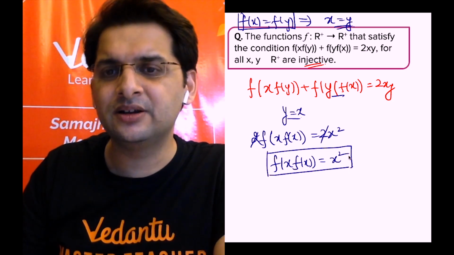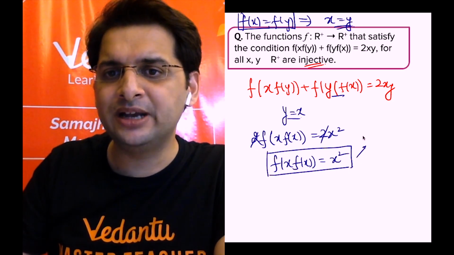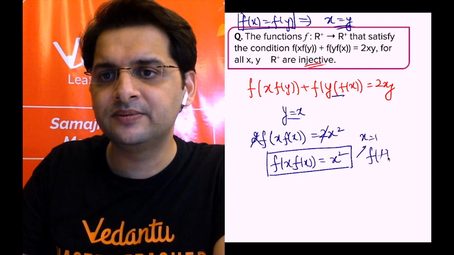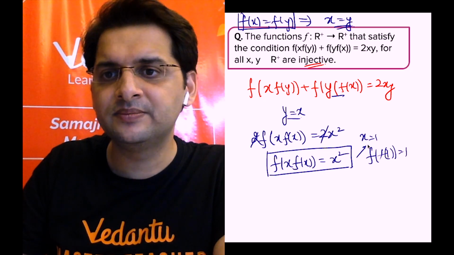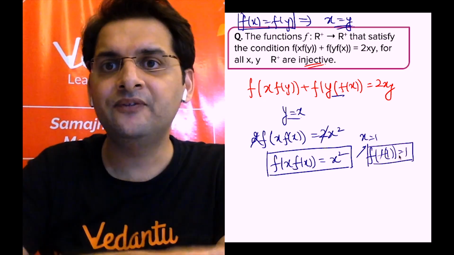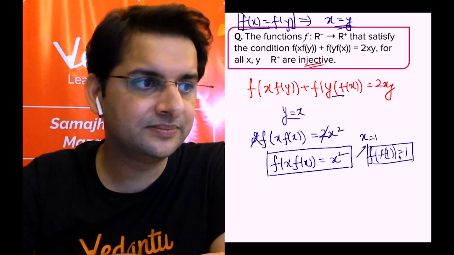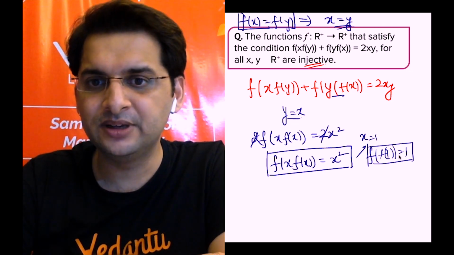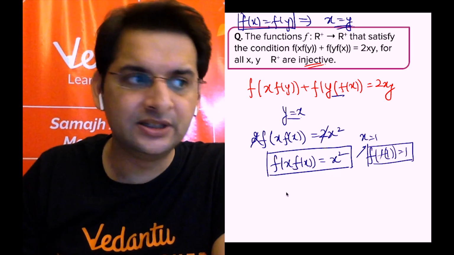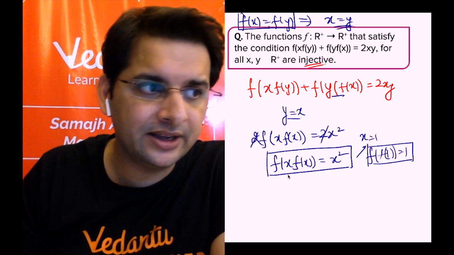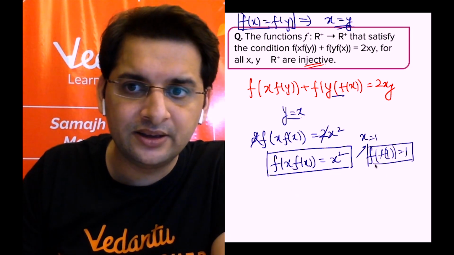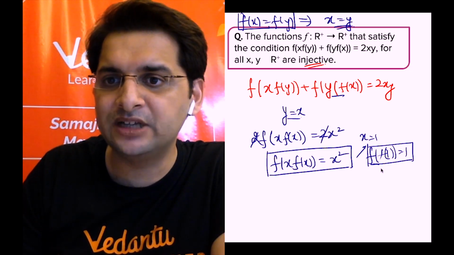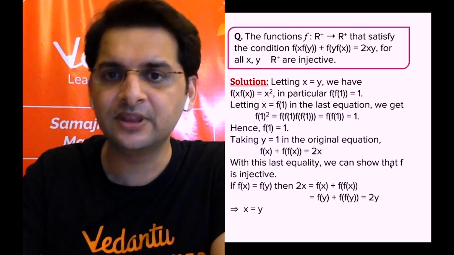Now from this, I can also find, if I put x is equal to 1, f of 1 is 1. F of 1 is 1, right? So how do we proceed further? So can I also write, f of x is x square and f of 1 is 1. So how do we proceed further?